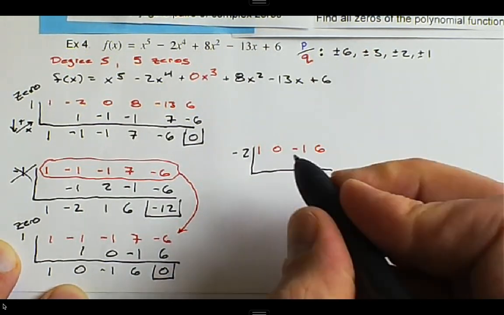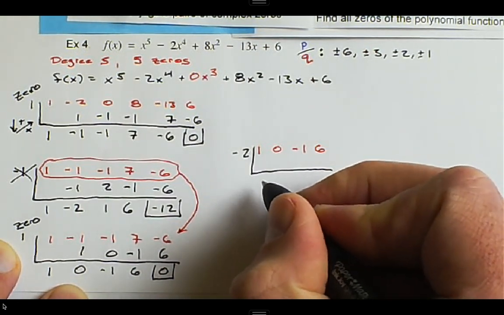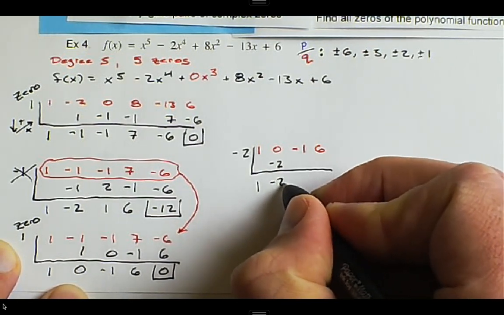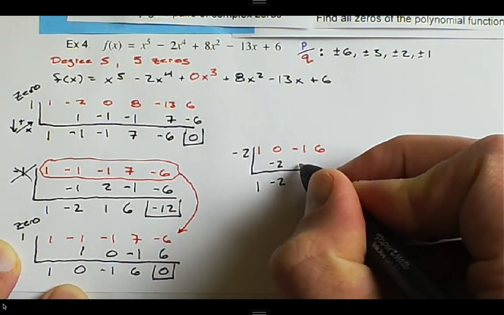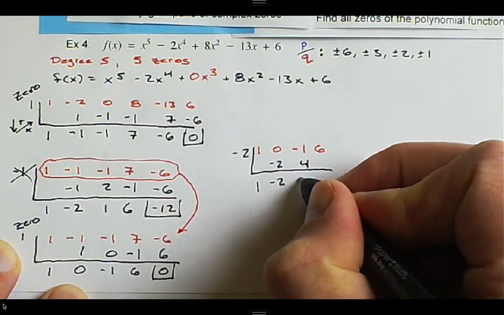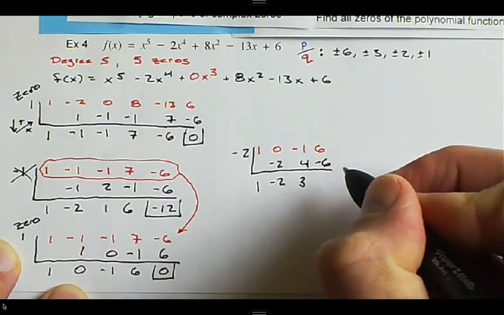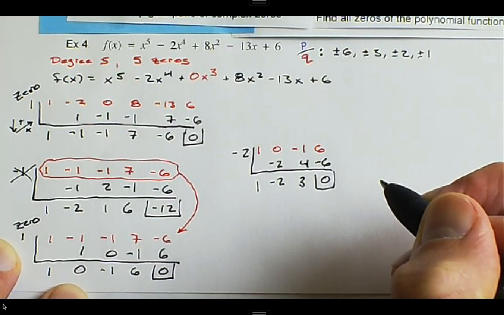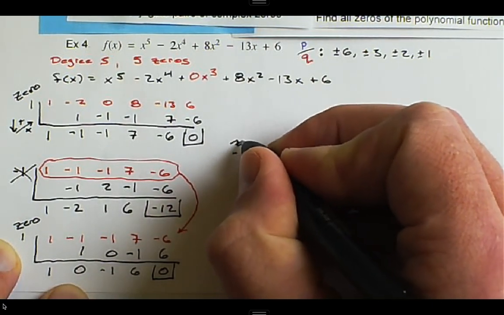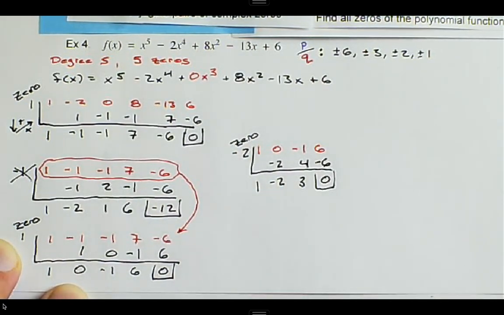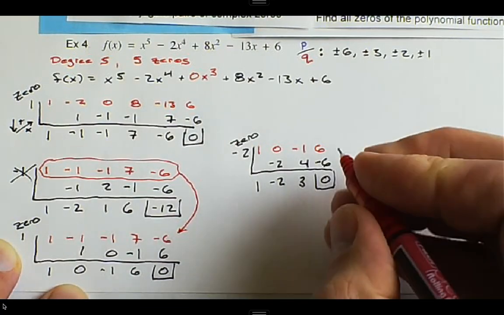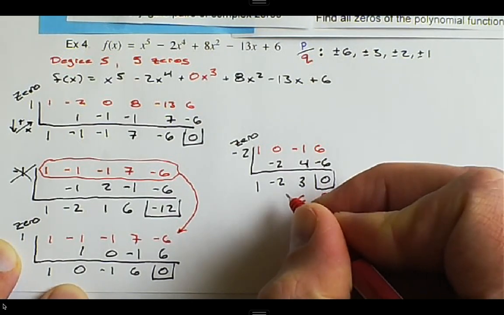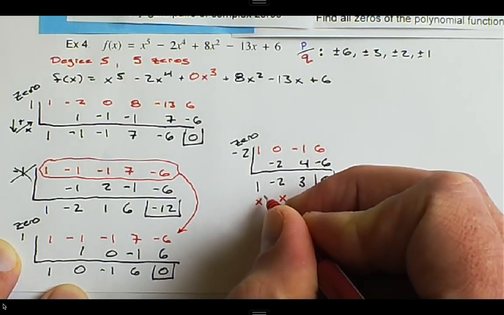And we are going to add down and multiply in the diagonal. So we get 1, -2, multiply on the diagonal, add down, we get -2, multiply on the diagonal, and we get 4, add down, and we get 3, multiply on the diagonal, we get -6, and then we have 0 when we add down, so this is remainder 0. So -2 is a 0. Now we have our remainder, our constant, our linear, and our quadratic.